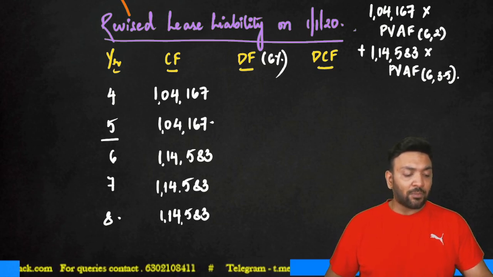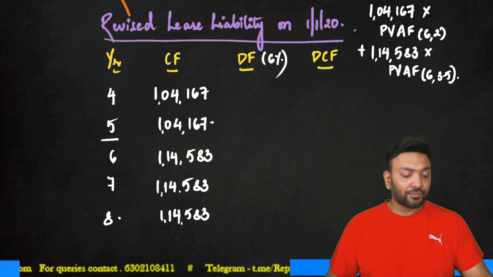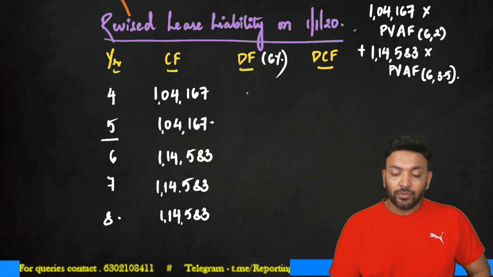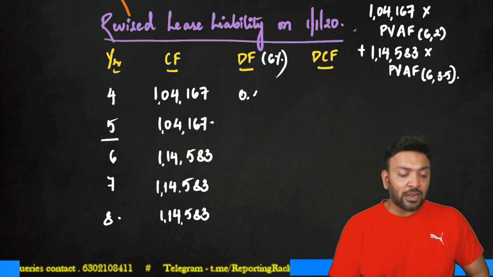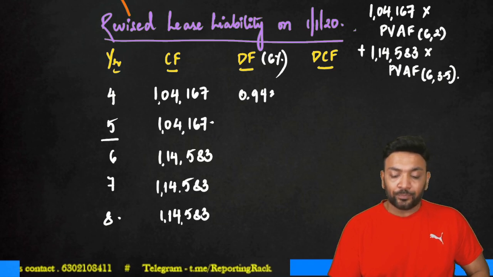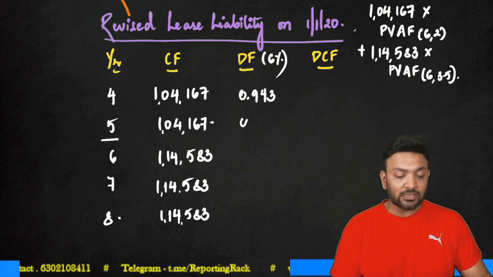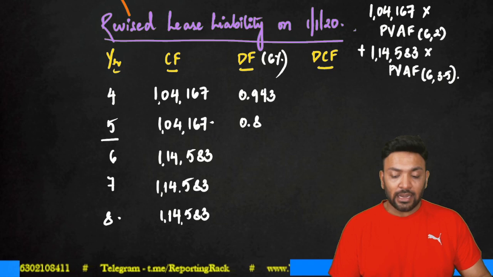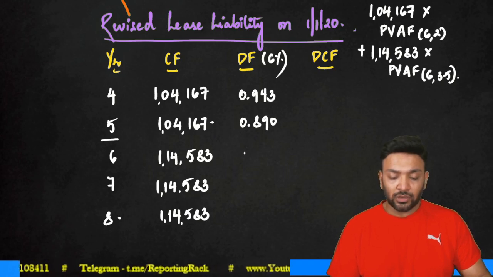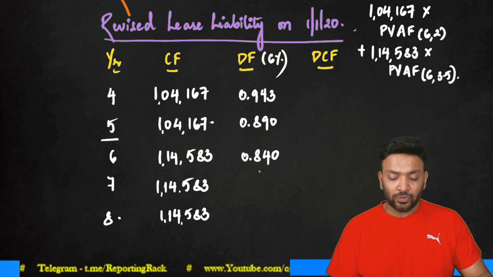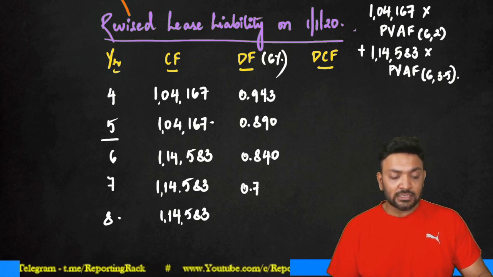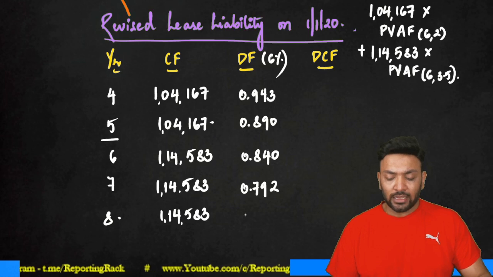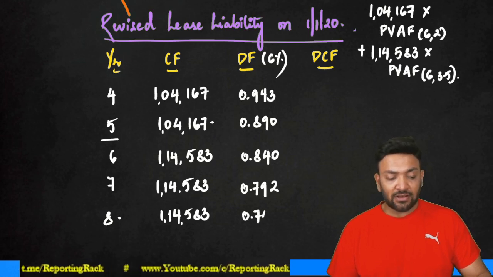Right now the discount factor should be considered at 6%. 1 divided by 1.06. First one is 0.943. Second one is 0.890. Third one is 0.840. Next one is 0.792. Next one is 0.747.